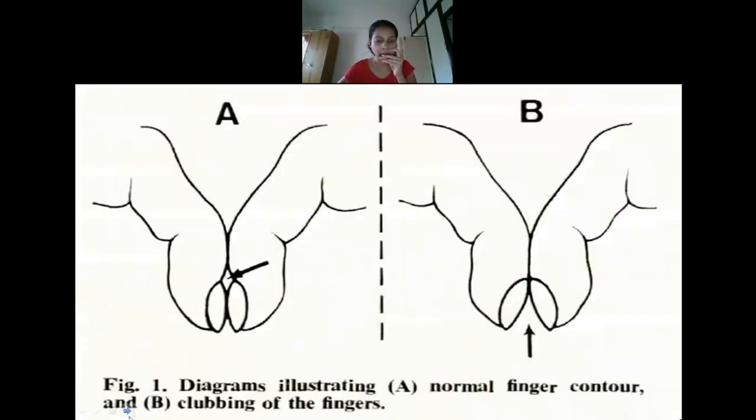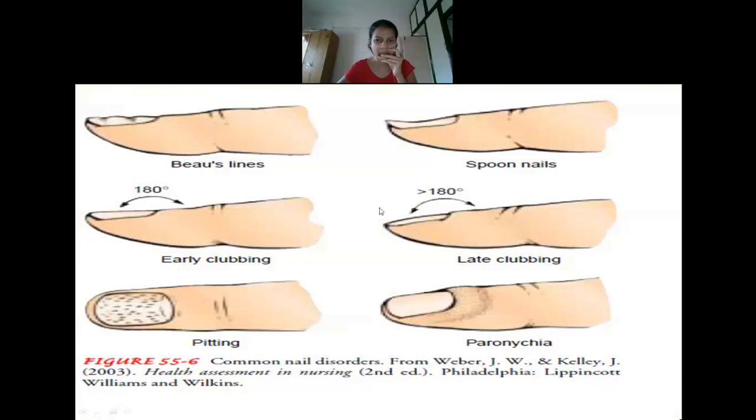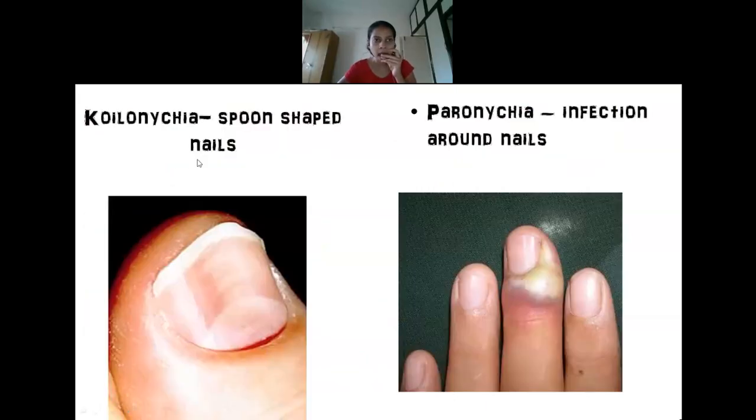Okay, so that is about the clubbing of fingers. Some other types of abnormalities may also be seen in your nails, like spoon shaped nails, paronychia, and pitting of the nails. We'll see that. Now, Koilonychia means spoon shaped nails.